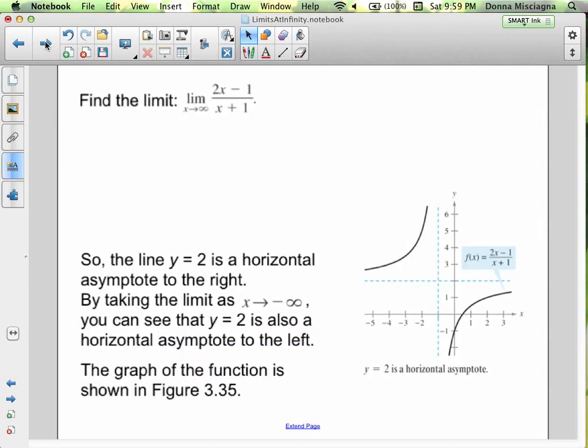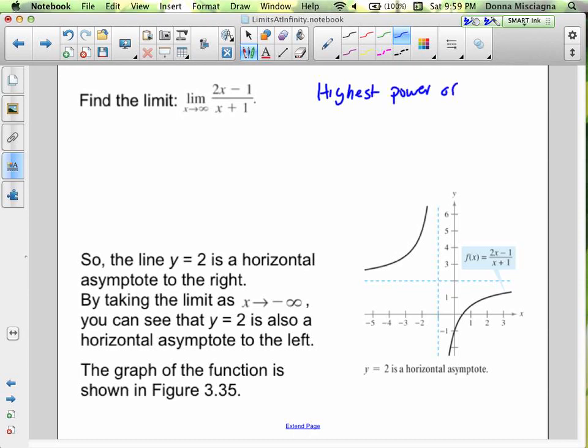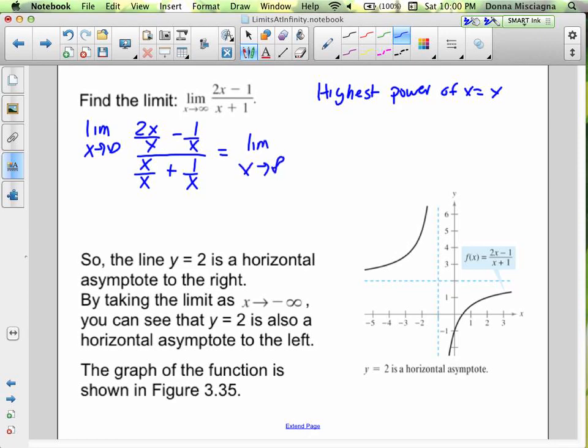And let's look at the next one. All right, so let's find this limit. This is the one on the other page a little while ago. All right, so the highest power of x here is x. I swear the rest of them will all be x. So we have the limit as x approaches infinity, 2x divided by x minus 1 divided by x, all divided by x divided by x plus 1 divided by x, equals the limit as x approaches infinity.